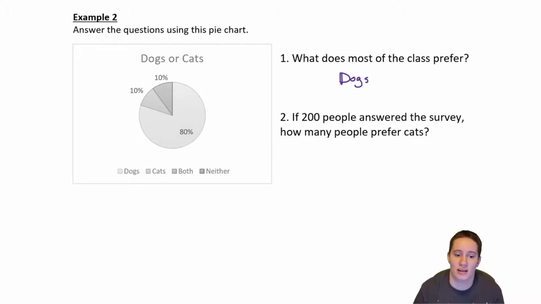Now, if it said, out of these 2 options, what did most people prefer, then we'd limit ourselves to only looking at those 2 categories and seeing which one was bigger. But if it just says overall, then we're looking for the absolute biggest.